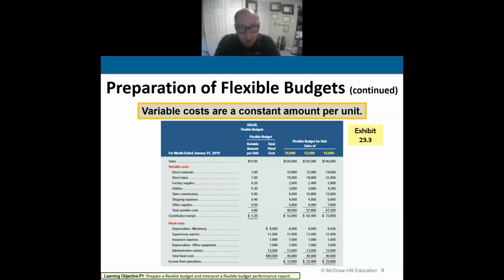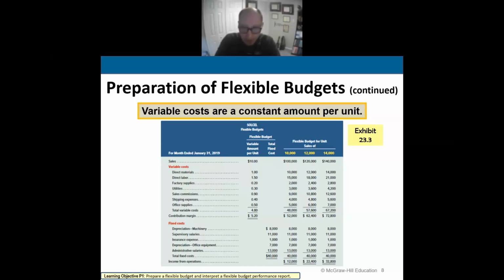We can also see, based off of those levels, the changes in the variable costs. Direct materials, 10,000, goes up to 12, goes up to 14. It's $1 per unit. So my variable cost will increase with the changes in the level of activity. My fixed costs will remain the same. But it's important to note the changes at each level. This is what allows us to have a flexible budget.